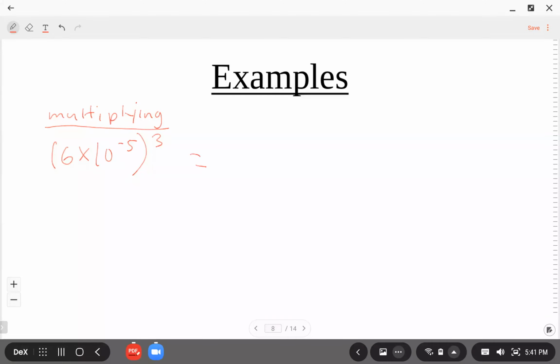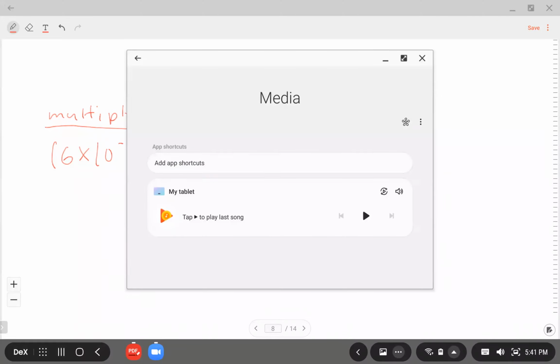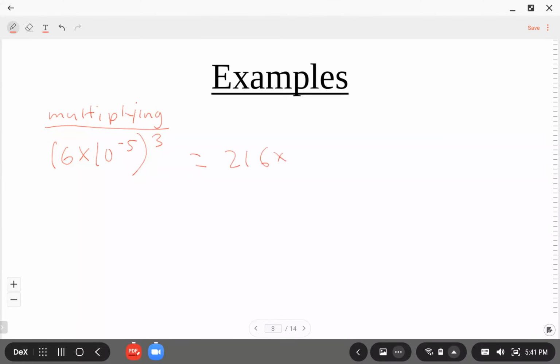So what is 6 to the 3rd? 216 times 10 to the negative 15. And you don't need to simplify this because, as I said, negative exponents are okay. So, we're done, right? No, we are not. Look at this. 216. That is a very big number, and that is way more than 10. So, our decimal point is right here. We move it.